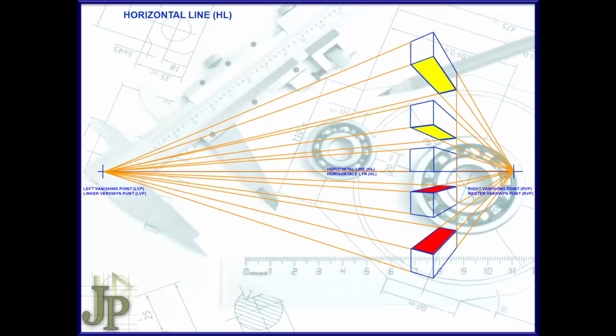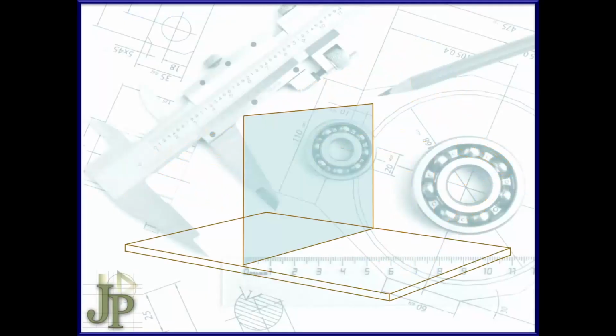Here I can clearly see the back edge, the left edge, as well as the leading edge are all in line, but the shape of my object will change as the position of my horizontal line changes. Next, we can take a look at our station point. So the station point is the point or position from which the object is viewed.